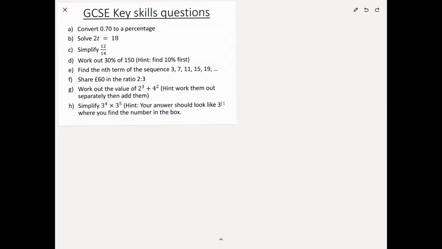30% of 150. We've got a hint there telling us to find 10% first. So the 150, that is equal to 100%, and we're trying to find out what 30% is equal to. Well, let's break it down. Let's go to 10% first. Let's ask ourselves, how do you get from 100 to 10? Well, we divide by 10. There's 10 tens in 100.